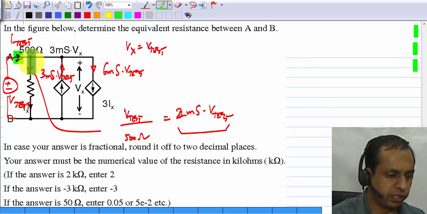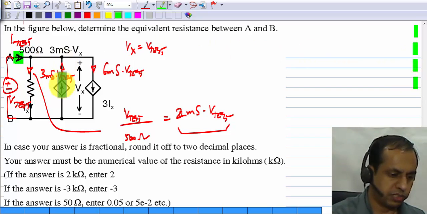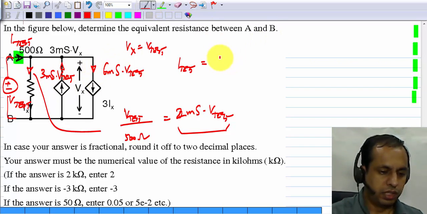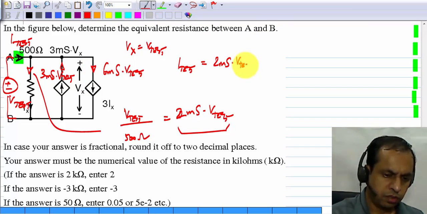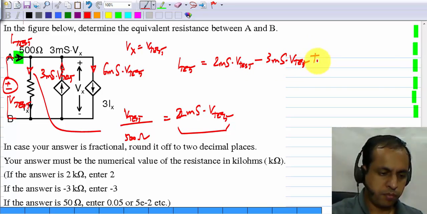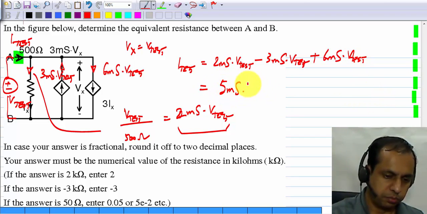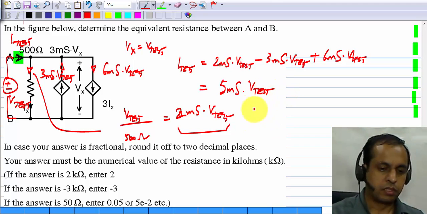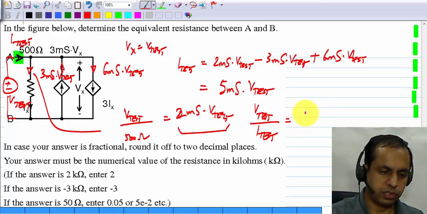So this current I test here is this current plus this current plus this current, all flowing downwards. It's 2 millisiemens times V test minus 3 millisiemens times V test plus 6 millisiemens times V test. Okay, which is basically 5 millisiemens times V test. So the looking in resistance, which is V test by I test, equals 1 by 5 millisiemens, or 0.2 kilo ohm. So the answer is 0.2.